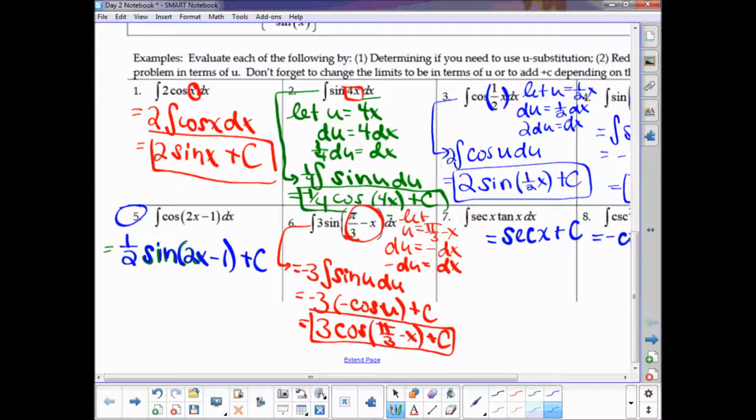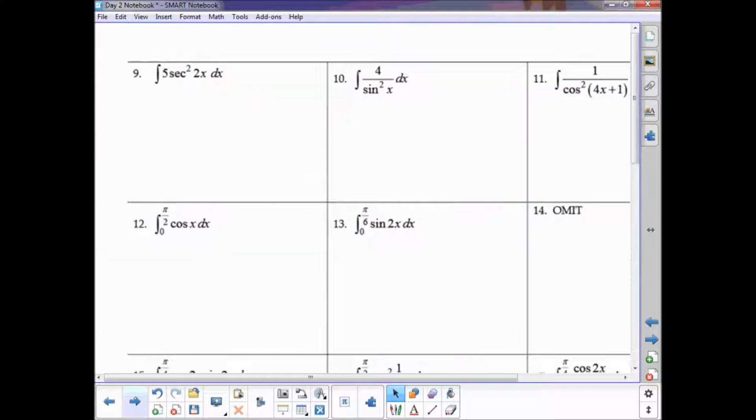Get 1/2 sine 2x minus 1 plus c. Good. Do we need a negative here? Nope. Derivative of sine is cosine. Good. All right. Let's move on to bigger, better things. Let's take a look at number 10.